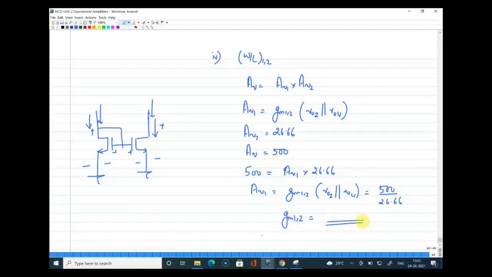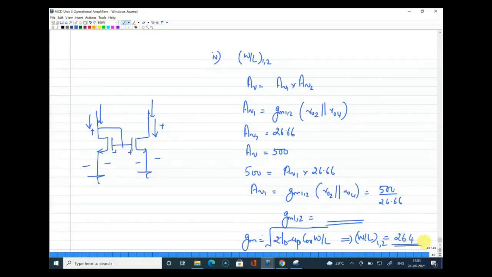Now you can find the R02 and R04 values, and from that you will get the GM of 1, 2 value. Once the GM value is there, you can substitute the expression for GM as the square root of 2 ID mu p Cox W by L. It is mu p Cox. The mu p Cox value, ID value, and GM value will be known, and from this you can get the value of W by L. So what answer are you getting for W by L of 1 and 2? 264. Yes, very good. W by L of 1 and 2 is 264.